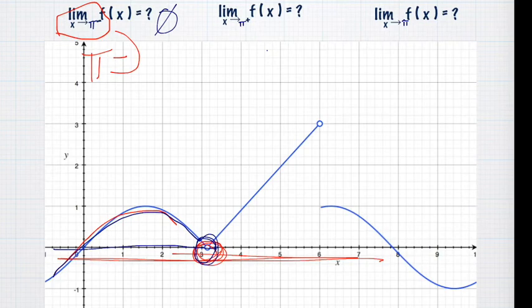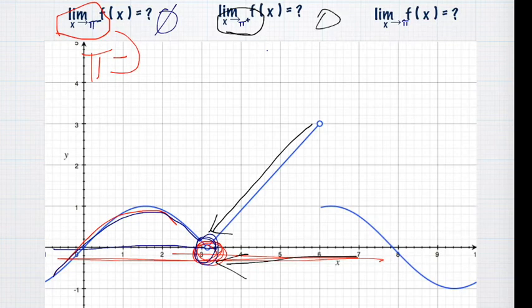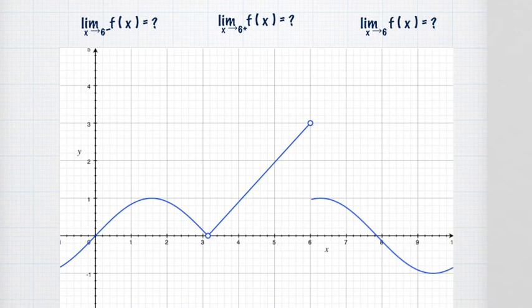If you wanted to figure out the value coming from the right toward pi, that's the positive. That means we're going in from the right toward pi on the x-axis, straight across toward that pi value. That meets at 0. Since the limit from the left and the limit from the right go toward that same value, the 0, the limit is 0.